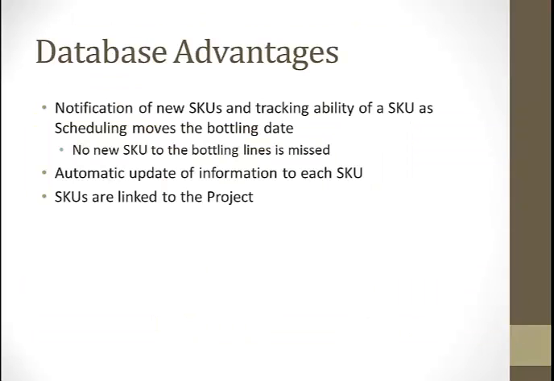There were some important advantages brought about by this database. First off, the database was able to notify as new SKUs hit the bottling lines. Also, the database was able to track a SKU as it goes through its lifespan. This caused for no new SKU to hit the bottling lines without being reported by technical services. Next, because SKUs and projects are linked, all SKU information was automatically updated by the project. This decreased the amount of time typing into the database significantly.